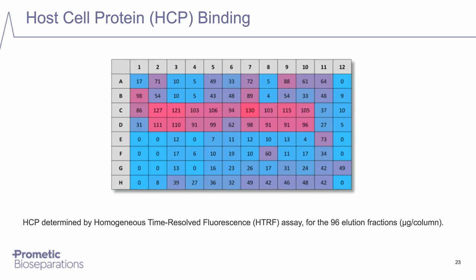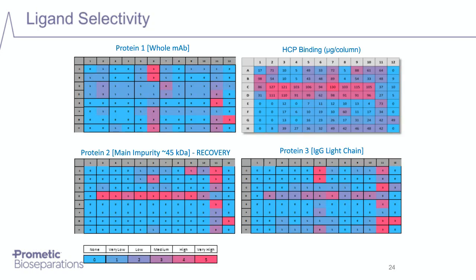We can now compare that HCP binding data with our antibody binding data, and if we just look at these now, so in the top left, this is the slide you've seen previously for the elution fractions from the Multi-Mode Mimetic Ligand Library for the whole antibody. Top right, this is the HCP binding data that we've just seen. Bottom left, this is the binding of that 25 kilodalton antibody-related impurity, and bottom right, this is the binding of the light chain. So this is the concentration of the light chain in the elution fraction.